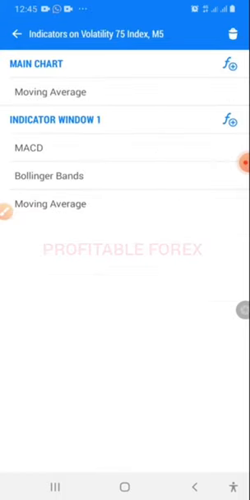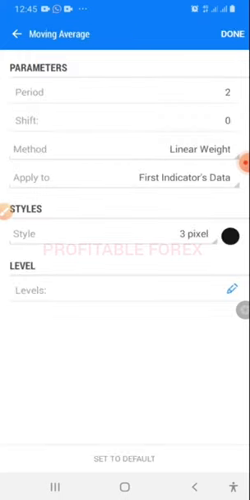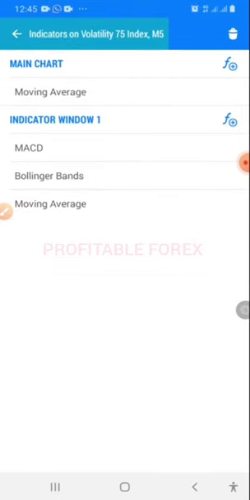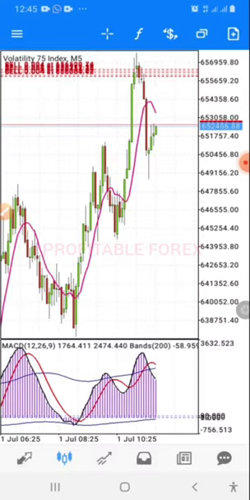The last indicator here is a moving average, and the moving average setup is period 2, shift 0, method linear weighted, apply to first indicator's data, style 3 pixel, color black. You can use any color of your choice, but I used black, and then you can click done. So these are the setups for your indicators.